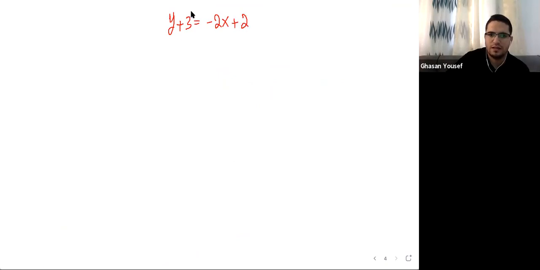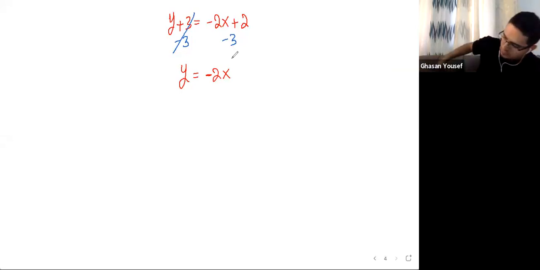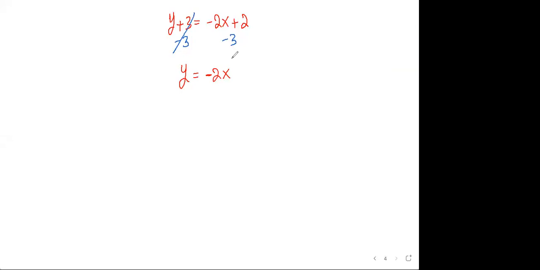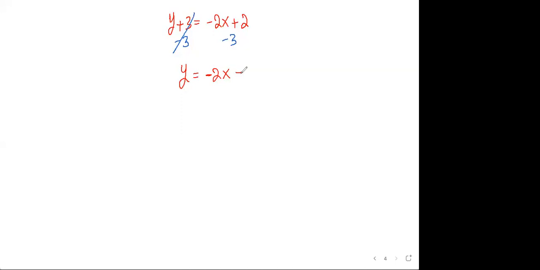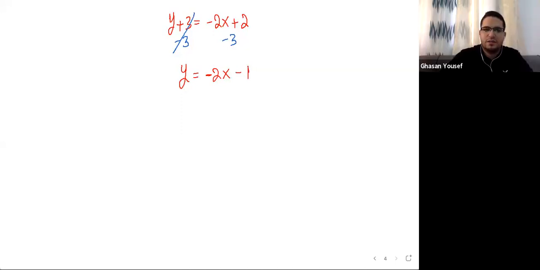Now we subtract 3 from both sides because I want to cancel this out. Now we get y equals minus 2x, 2 minus 3 is, what is the value? Again, what is it? Minus 1. Yes, it's minus 1. So the equation of this line is y equals minus 2x minus 1.